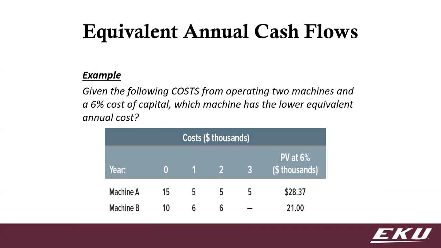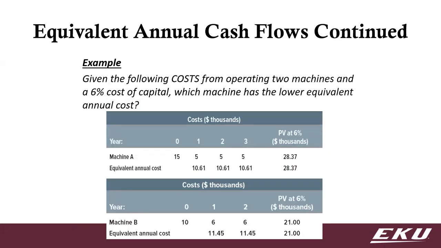So we've got these two different machines, with a 6% cost of capital. Which machine has the lower equivalent annual cost? You see here, machine B is 21, machine A is 28. Machine B, just look at the cash flow, you might be like, well, it costs a lot and we wear it out quick, but it actually ends up being less when you're using that particular cost of financing. It would be different with different costs of capital.